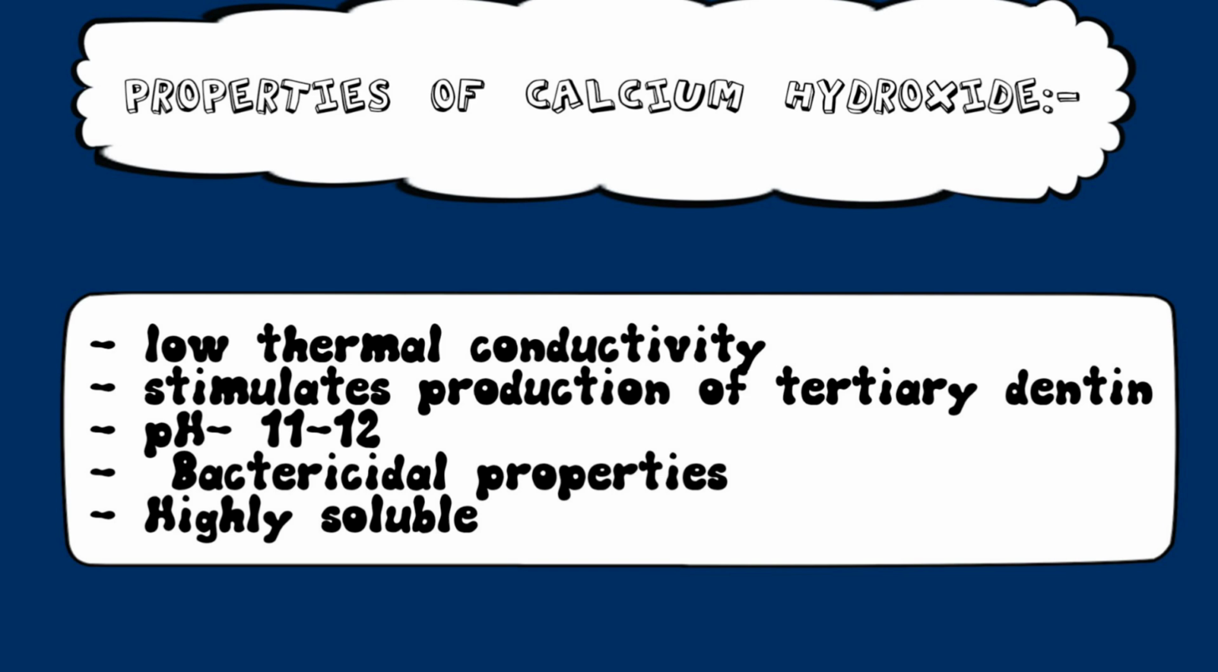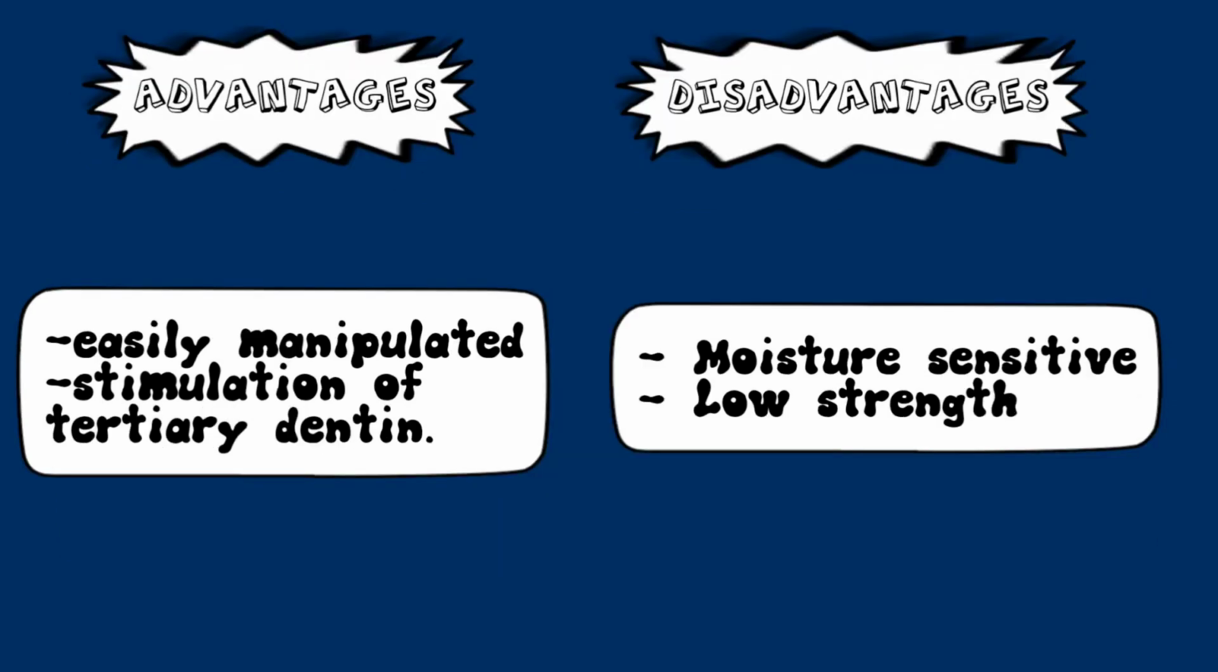So what are the properties of calcium hydroxide? It has low thermal conductivity, stimulates production of tertiary dentin, has an alkaline pH, has a bactericidal property, and is highly soluble. The advantages are that it is easily manipulated and stimulates tertiary dentin. The disadvantages are moisture sensitivity and low strength. So these are the advantages and disadvantages of calcium hydroxide.